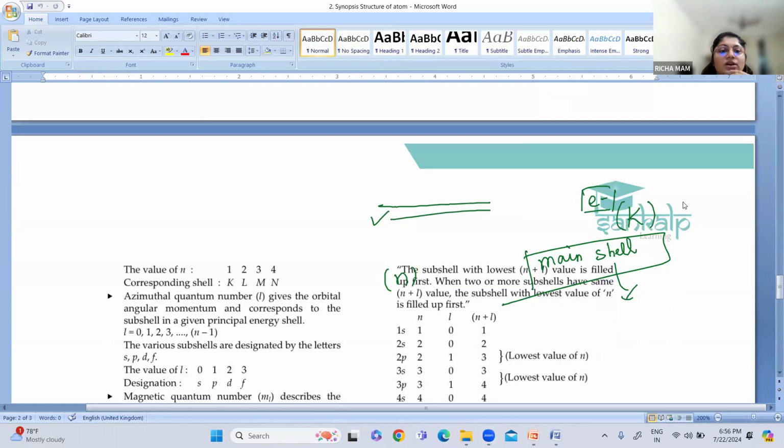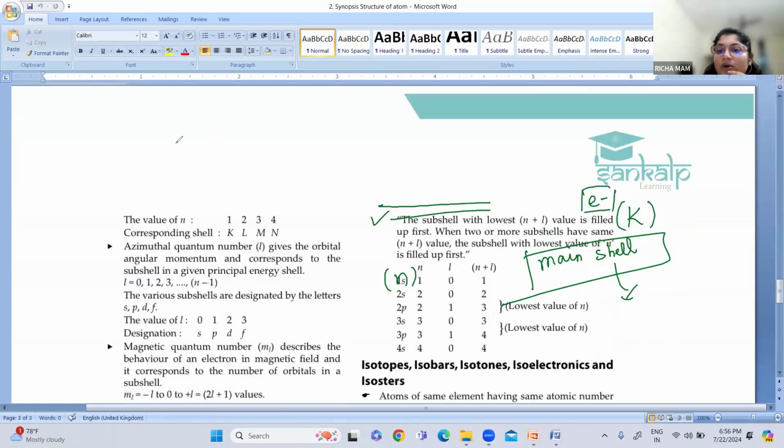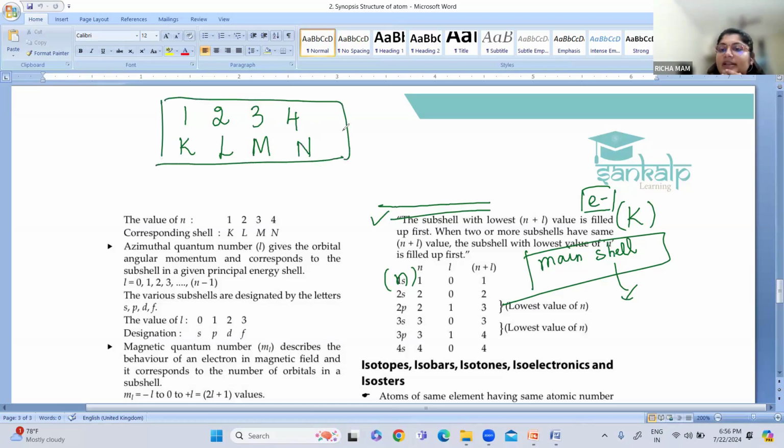Then the second one. Suppose the value of the principal quantum number is 1, that means he is staying in K house. If the value is 2, then he is staying in L house. If the value is 3, then it is M. And if the value of the principal quantum number is 4, then it is N. So these are the only four possibilities. There is no 5 or 6.